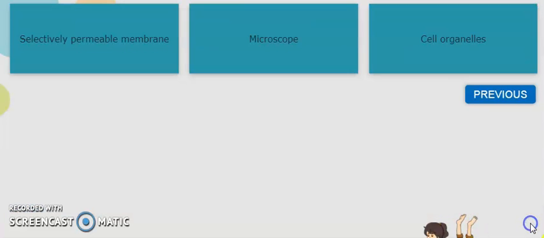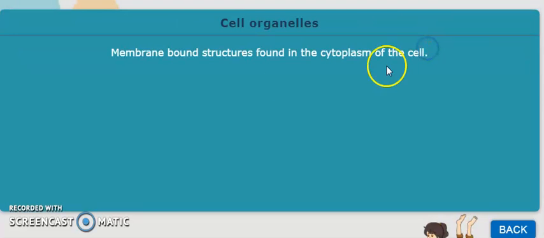Okay. So the next thing is cell organelle. A membrane-bound structure found in the cytoplasm of the cell. It may be single membranous or double membranous in structure, and is termed a cell organelle. If you remember, we have studied the nucleus, the plasma membrane, mitochondria, vacuoles, endoplasmic reticulum, Golgi apparatus. So all these are cell organelles.